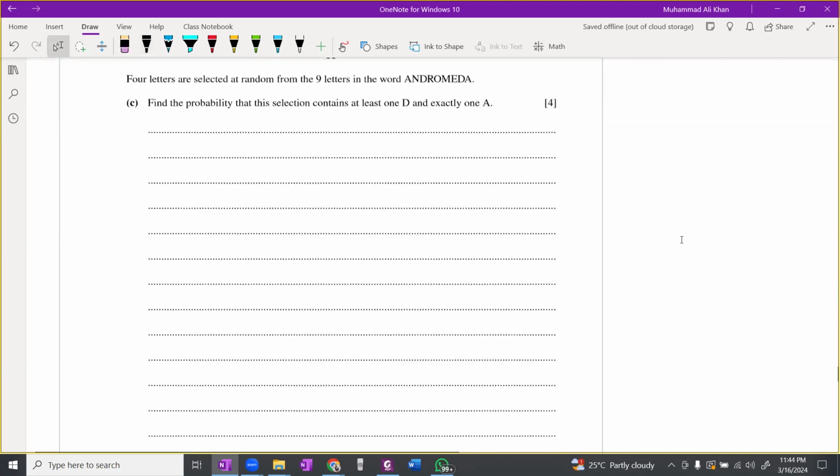The next one. 4 letters are selected at random from the 9 letters in the word. Find the probability that this selection contains at least 1 D and exactly 1 A. Since it says selection, we have to use combination. Let us check quickly.